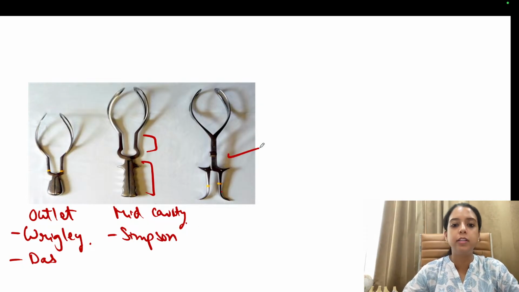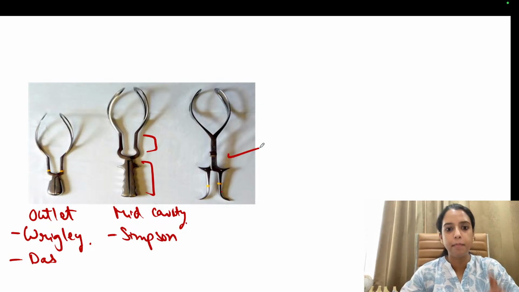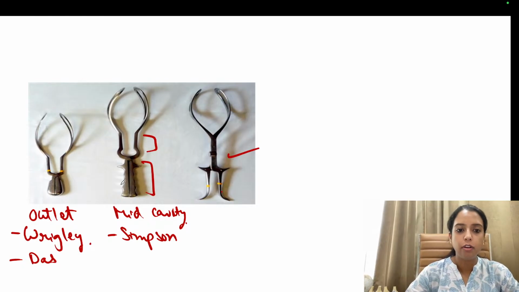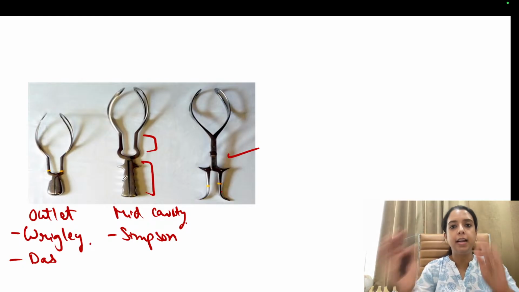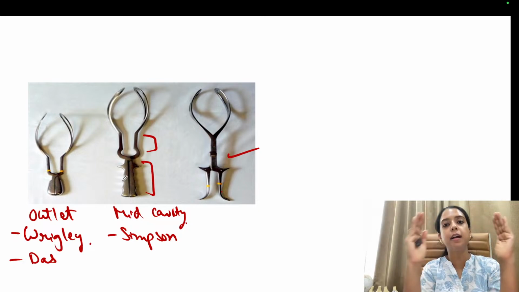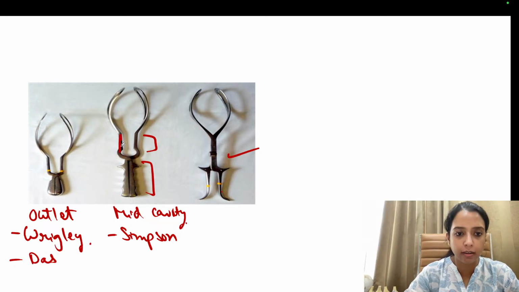Can you see this forceps? Can anybody tell me the name of this forceps? If you see the other forceps, when they are locked, the handles are opposed, but the shanks are apart. Can you see that this is the shank?